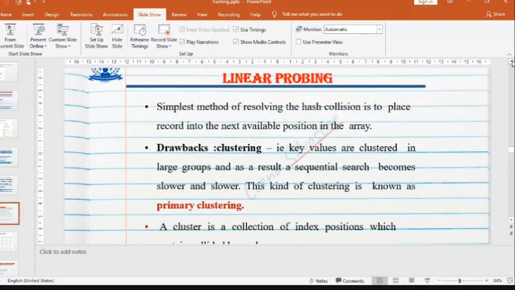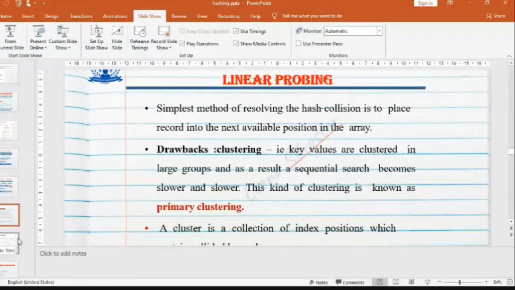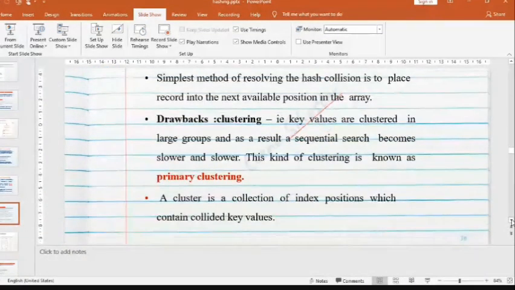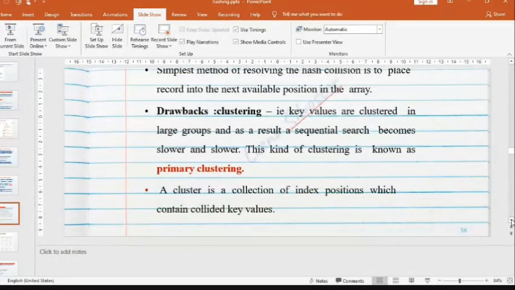The simplest method to resolve the collision is to place a record in the next available position in the array. Suppose we got two numbers at the same index. Then to resolve this collision, we can consider the next available position. You can move one record to the next available position. The drawback of this method is that clustering occurs. That means some key values will be clustered in a large group. As a result, a sequential search becomes slower and slower. This kind of clustering is known as primary clustering. A cluster is a collection of index positions which contain collided key values.